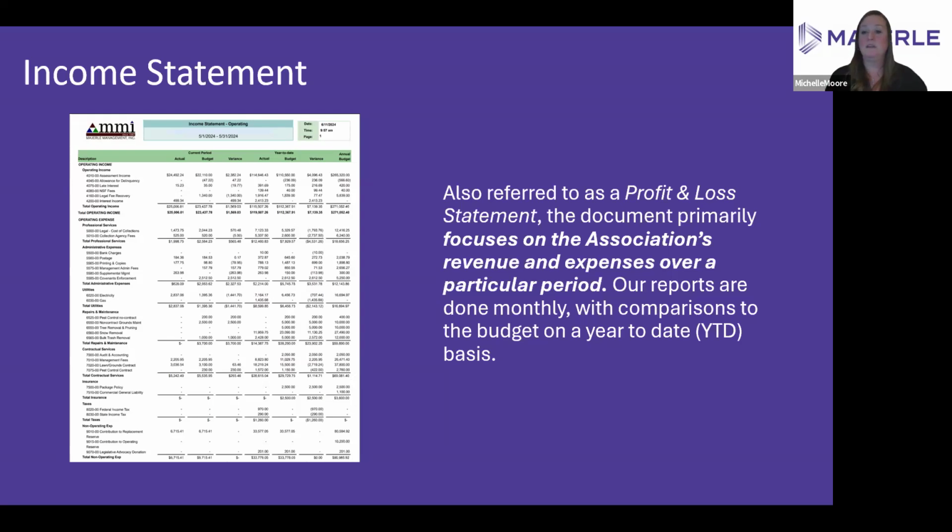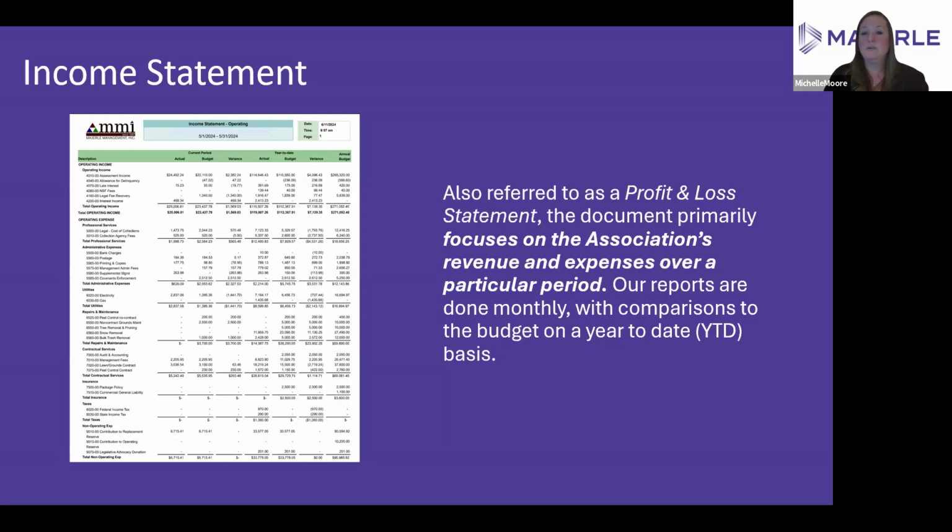If you are significantly under budget for something that you should be paying monthly, it could be a sign that maybe we're not receiving the bills, or there could be a bigger problem that needs to be addressed. So it's very important to look through your income statement. The first section is always going to be your income. This is going to be where your homeowner assessments, late fees, interest income, any other charges that your association bills for, clubhouse rentals, anything like that.